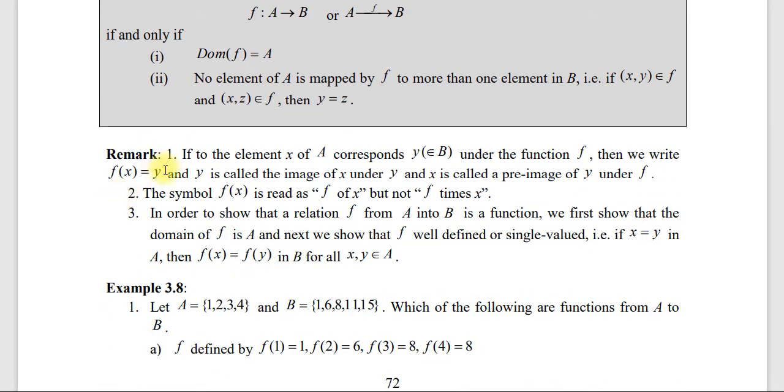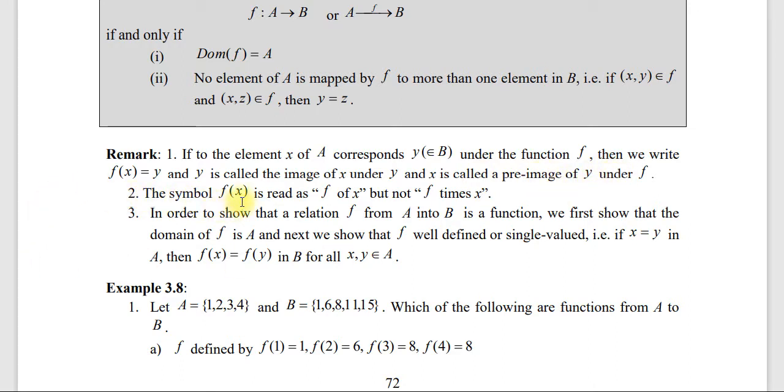Next, another remark. One, if to the element x of A corresponds y, an element of B, under function f, then we write f of x equals y. Most of the time, a function is written like this. f of x simply means y, and y is called the image of x under f, and x is called the pre-image of y under f.